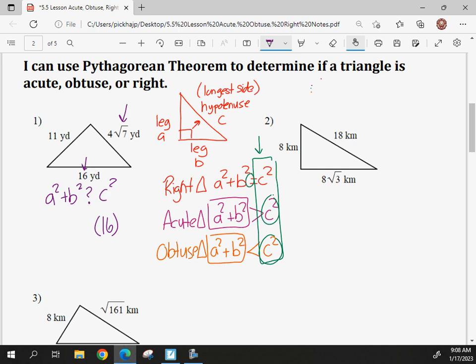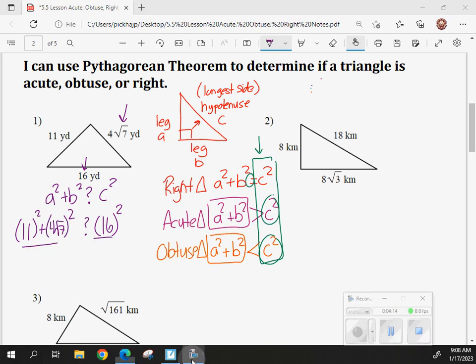And let's always use parentheses. We're going to square that. The other two sides are A and B. It doesn't matter which is which. I'll make 11 A, and we're going to use parentheses here so we don't make mistakes. And then 4 root 7 is B. And let me show you how we can put this into Desmos to see what the relationship is between the left side and the right side of the triangle.